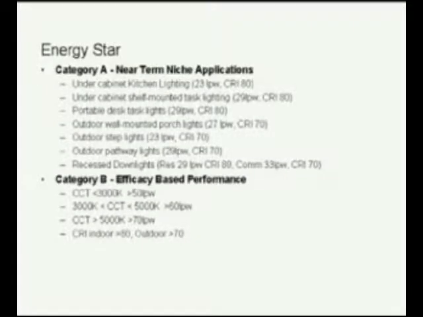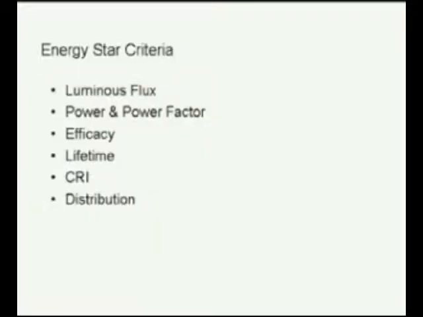And Energy Star specifically has, at least in this current version, 2 categories, one of very specific niche applications with very particular power and efficacy levels, as well as color rendering of certain levels, which is currently being used until such new indexes are made and used. Category B is generally efficacy-based performance, which is how much light for how much power, and devices can be evaluated in both categories. The criteria used for Energy Star include light output or luminous flux, power and power factor, efficacy, lifetime, CRI, and even the distribution of light.